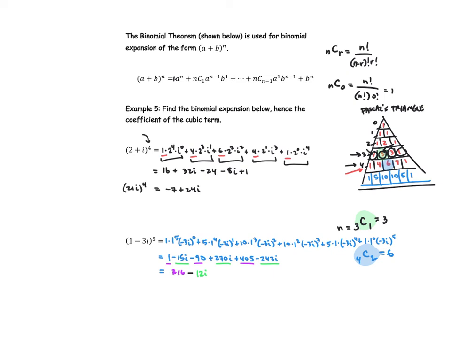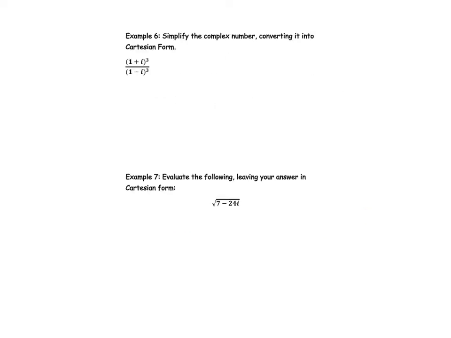We got two more examples here, kind of some side examples on how to use properties of complex numbers, and then that'll be it for today. Let's check it out. Examples 6 and 7 are unique uses of what we've just learned, so let's go ahead and jump into them. Simplify the complex number, converting it into Cartesian form. So (1 + i)^3 over (1 - i)^3.